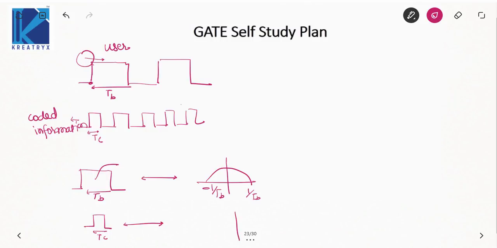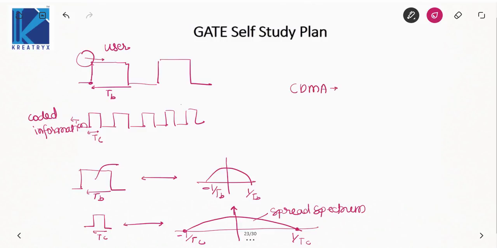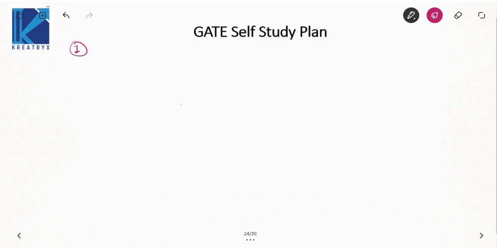Now if it is compressed in the time domain, obviously it will have a wide spectrum, and this is also known as spread spectrum. Because of mixing the user information with the code, I have actually spread the spectrum. That is why CDMA sometimes is also known as the spread spectrum technique. Now here we must know some important points. First is, in CDMA there is a spread spectrum, which we understood, and why it is called spread spectrum.